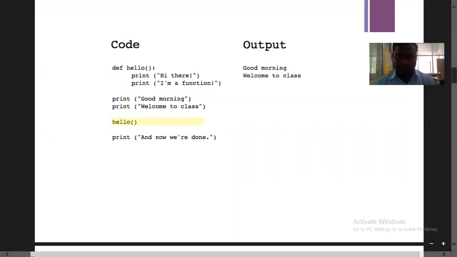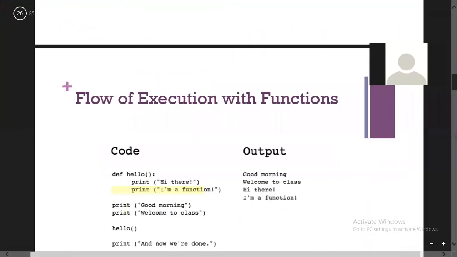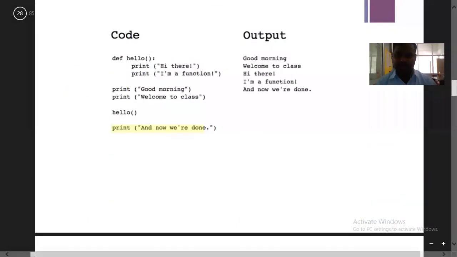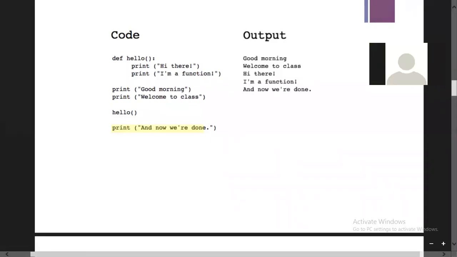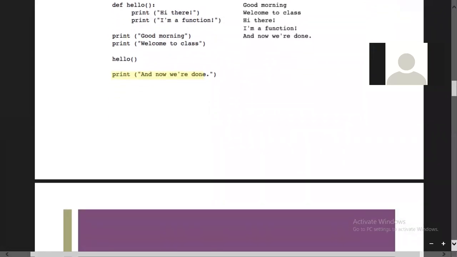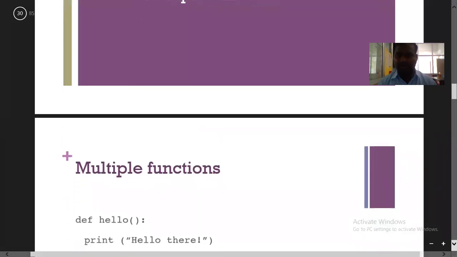Okay, the entire output here is: Good morning, welcome to class. As you told, hi there, I am a function, and now we are done. This is the flow of execution.